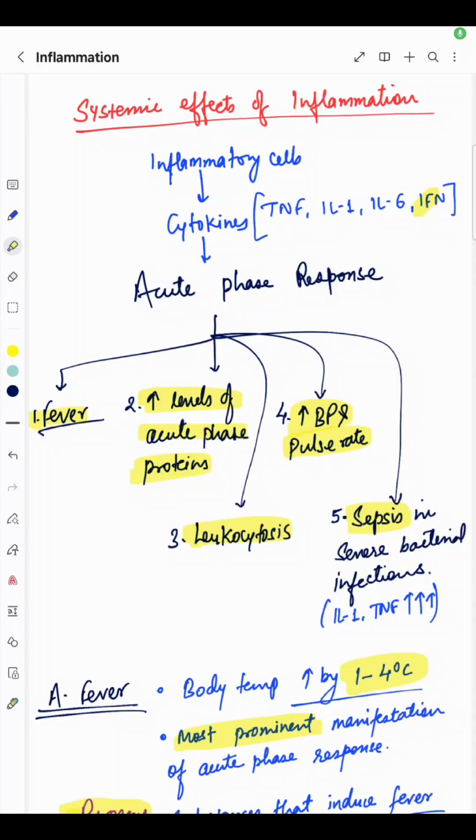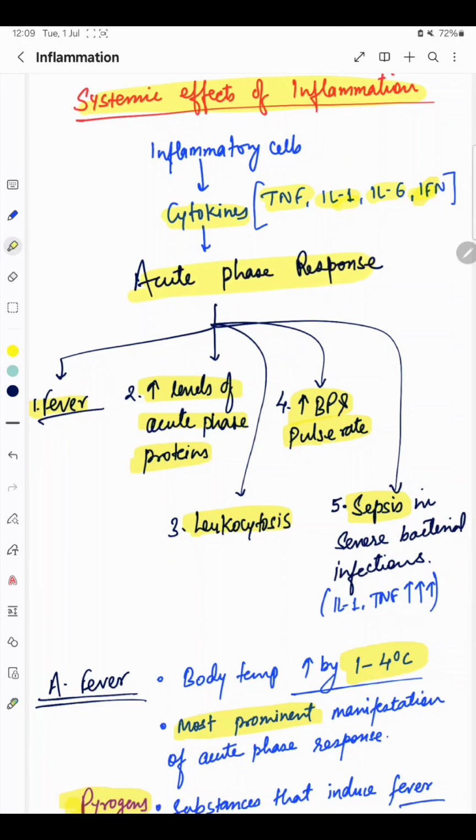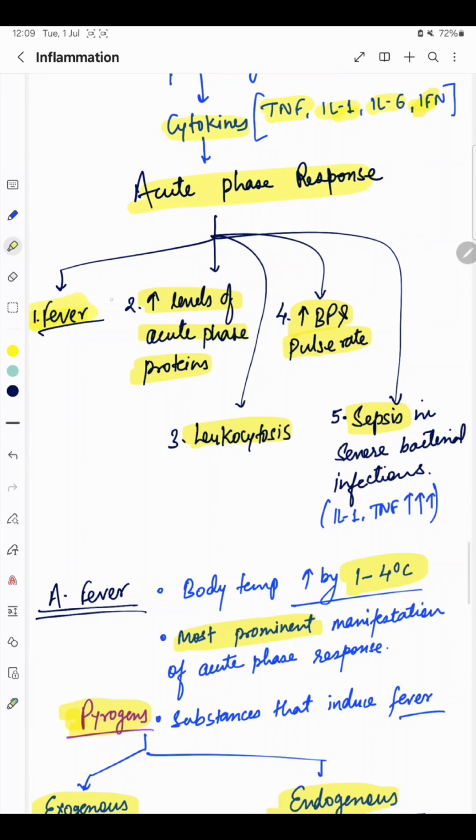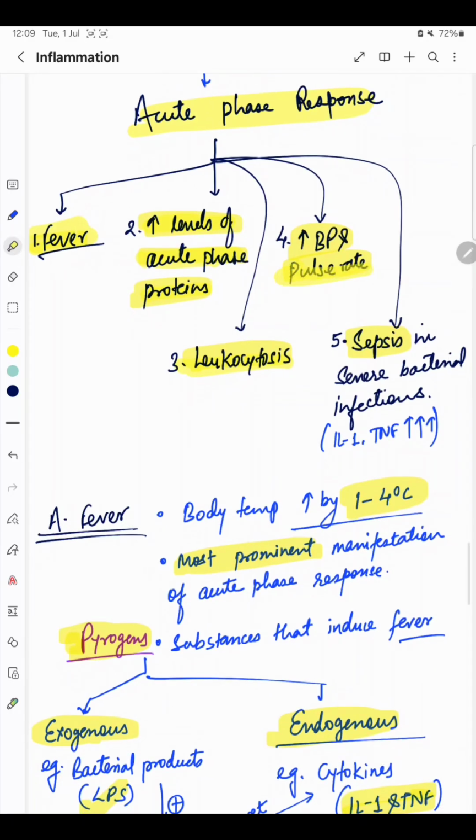Hello everyone, now we will discuss the systemic effects of inflammation. Inflammatory cells secrete various cytokines like TNF, interleukin 1, interleukin 6 and interferon. They may result in the acute phase response. The acute phase response can be in the form of fever, increased level of acute phase proteins, leukocytosis, hypertension and increased pulse rate, or sepsis in severe bacterial infection due to the excessive release of interleukin 1 and TNF.